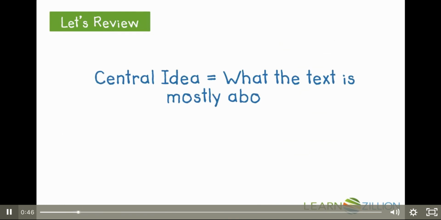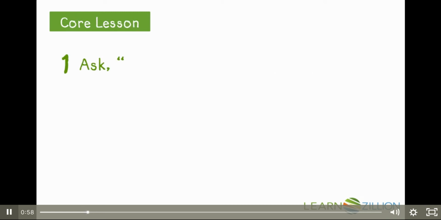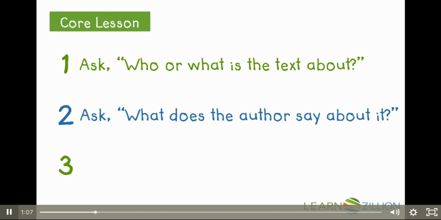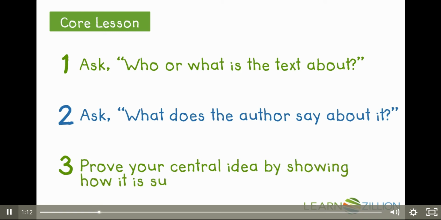We know that before we dive into a passage, all good readers think about the central idea. The central idea is what the text is mostly about. It's the big idea. As great readers, we need to know that central idea in order to dive deeper into our analysis. In order to do that, we're going to follow 3 steps. First, we're going to ask who or what the text is about. Next, we're going to ask what the author says about it. Finally, we're going to prove our central idea by showing how it is supported in the text.